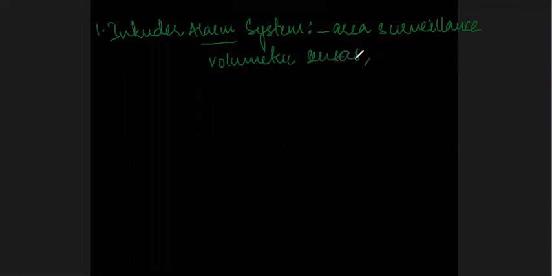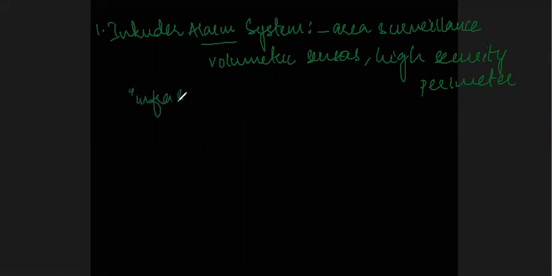can also be detected. Then you can have a high security perimeter. That is, you're providing metallic wiring across the walls that has got electricity passing through it. Or you can have any type of infrared devices.